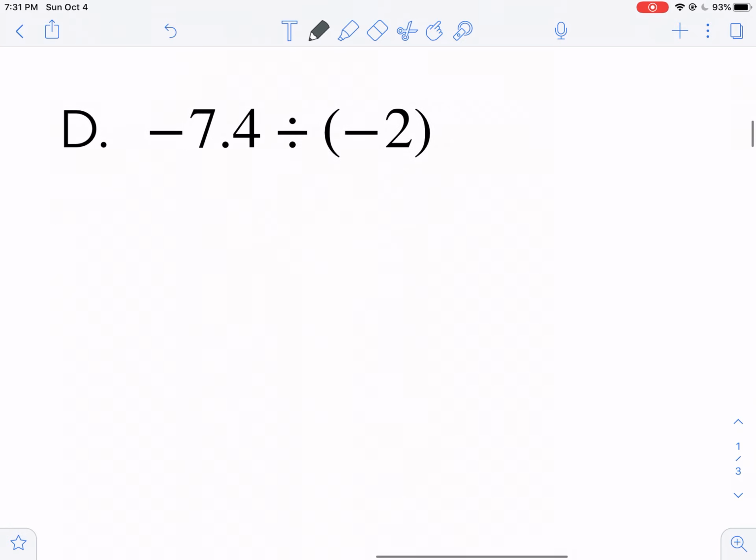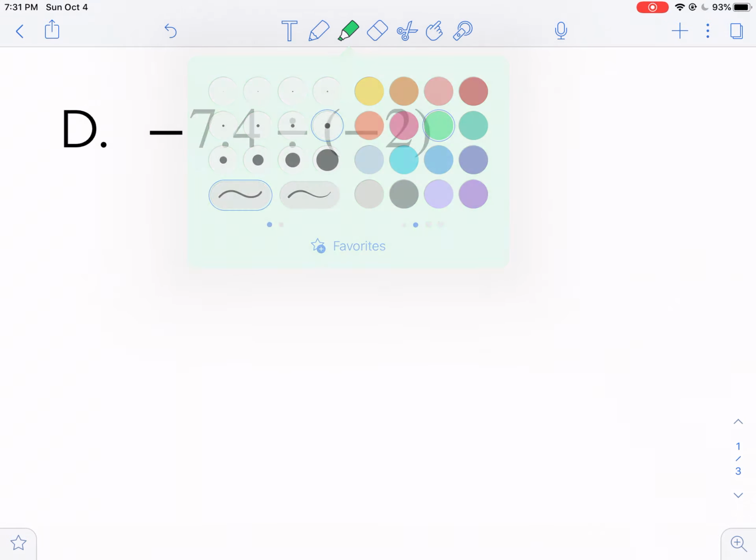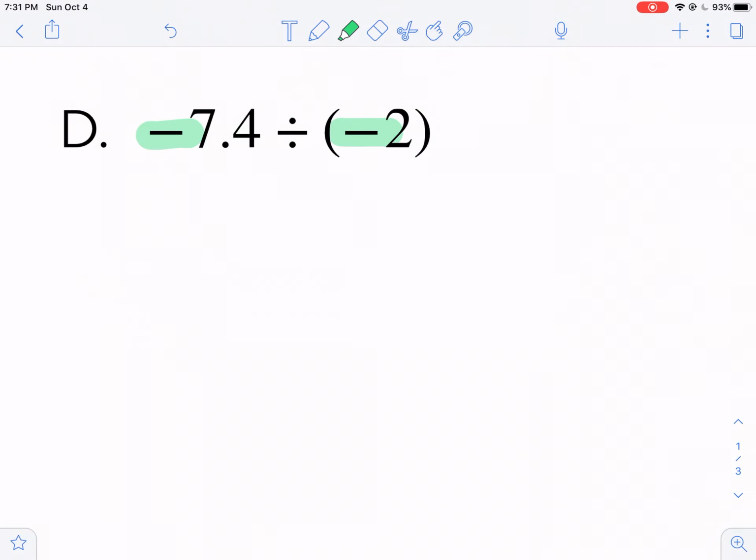And for D, we have 2 negatives going on right here. And 2 negatives, negative divided by negative, makes a positive. So there will be nothing there. Or you can pretend like, oh yeah, okay, cool, positive, nice. Let's do some division. We got 7.4 divided by 2.